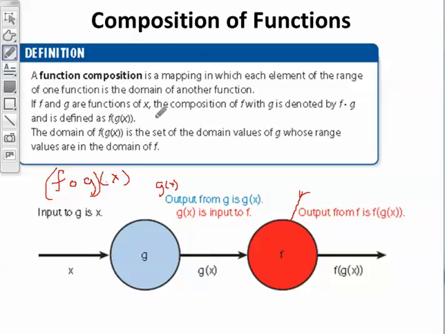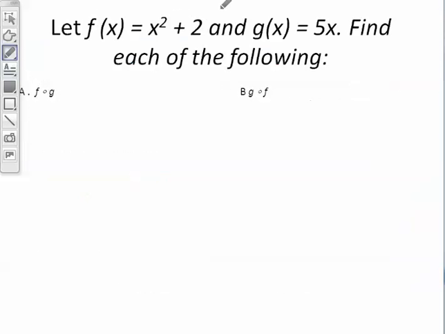So, it's giving you a bit of information up here you need to see. The domain of the combination is the set of the domain values of g of x whose range values are in f of x. Wow. A little bit complicated. We'll look at the functions when we get over there and see what we come up with. Okay? So let's look at this.